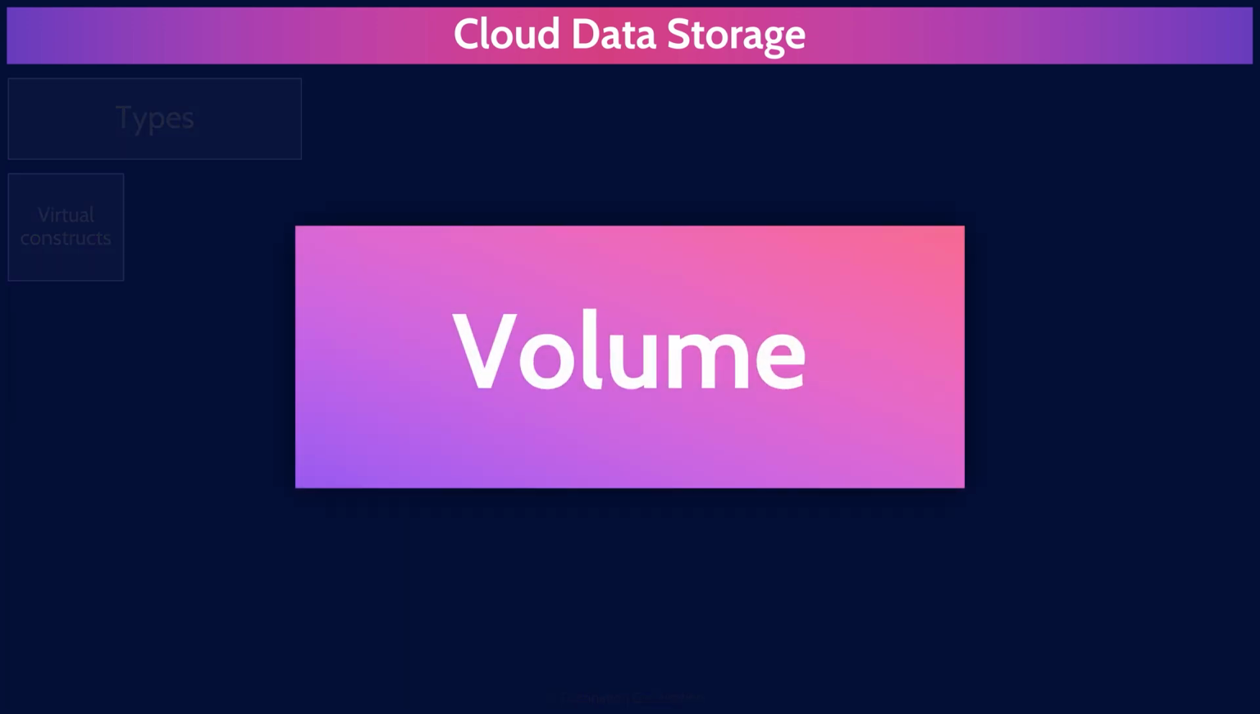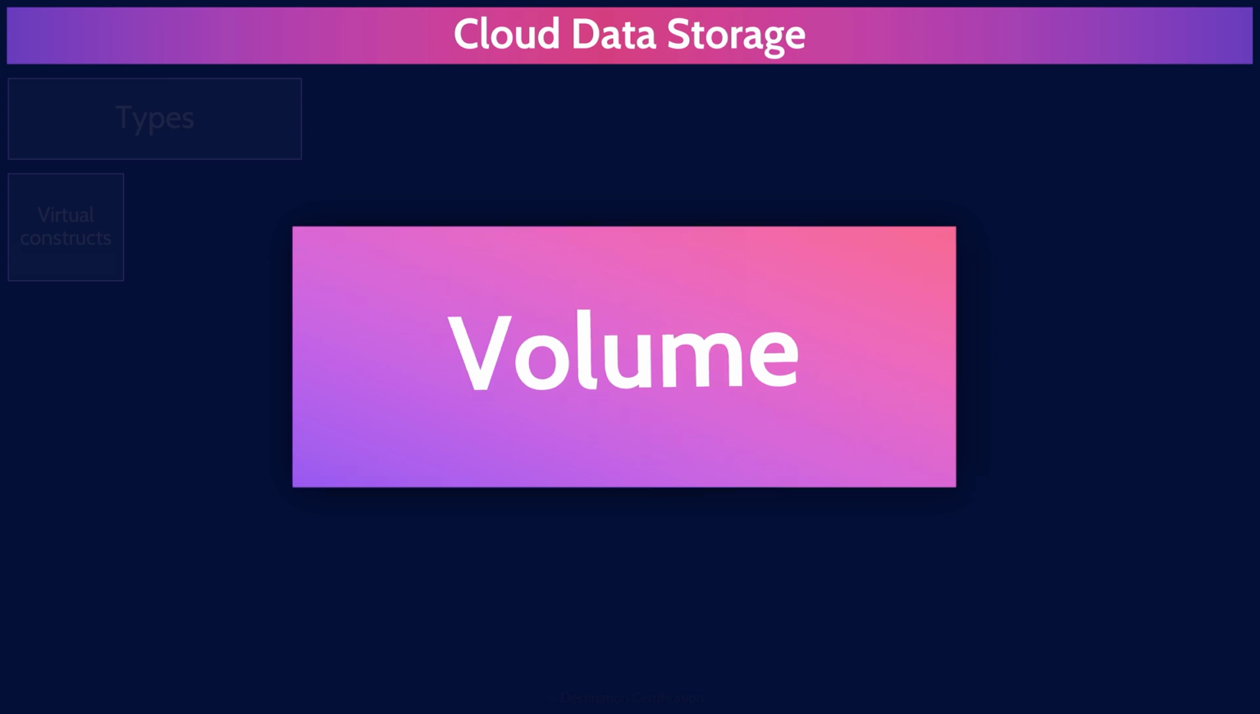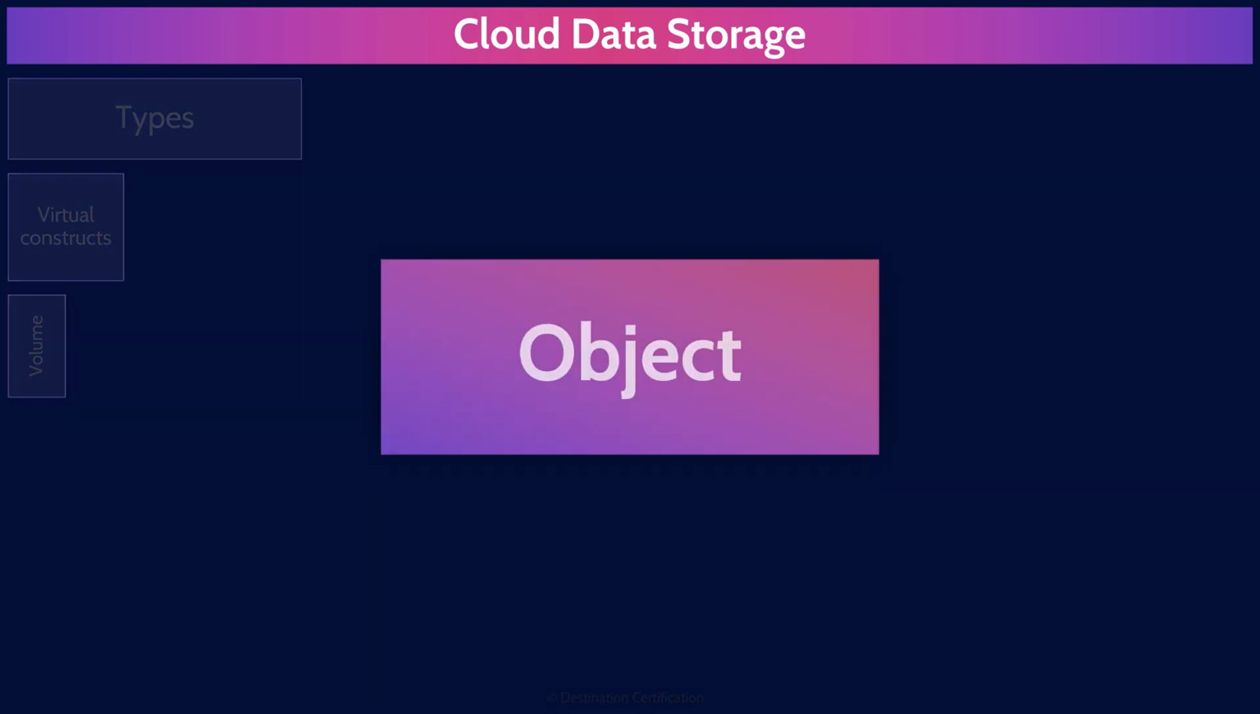A volume is an emulation of a hard drive. A volume is a virtual hard drive. Volume storage is often referred to as block storage, and it works just like your traditional physical hard drive. The operating system manages the file system, and a volume is attached as a storage device for cloud instances, like virtual machines. So think of a volume as a virtual hard drive for your virtual machine.